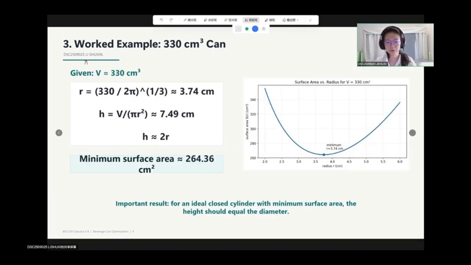Finally, let's apply our model to a practical example. For a standard 330 milliliter beverage can, the optimal radius is approximately 3.74 centimeters, and the corresponding height is approximately 7.49 centimeters. Finally, we get the minimum surface area. These are the mathematical optimal dimensions obtained through calculus optimization. In the next section, my teammate will explain how these results can be applied in real manufacturing, as well as discuss the limitations and possible improvements of our model.